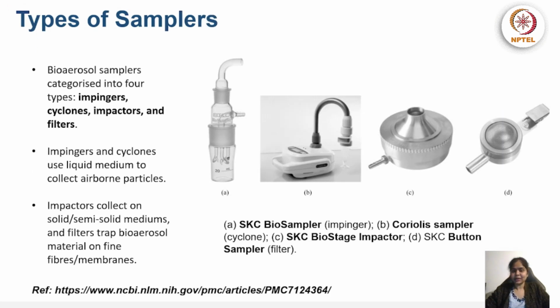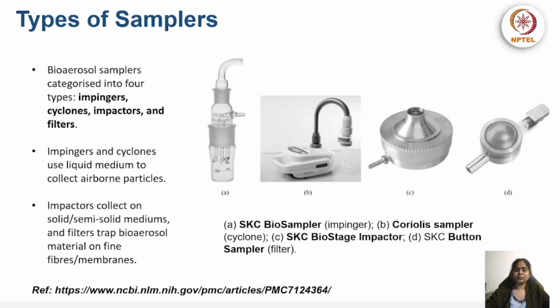When we talk about active sampling, as I mentioned earlier, there are numerous samplers available. However, all of them come majorly under four categories: impingers, cyclones, impactors, and filter samplers. For impingers and cyclones, the usual sampling medium is liquid, and for the impactor, it can be either solid or semi-solid media. And for filters, we have different types of filters on which the PM material will be collected.